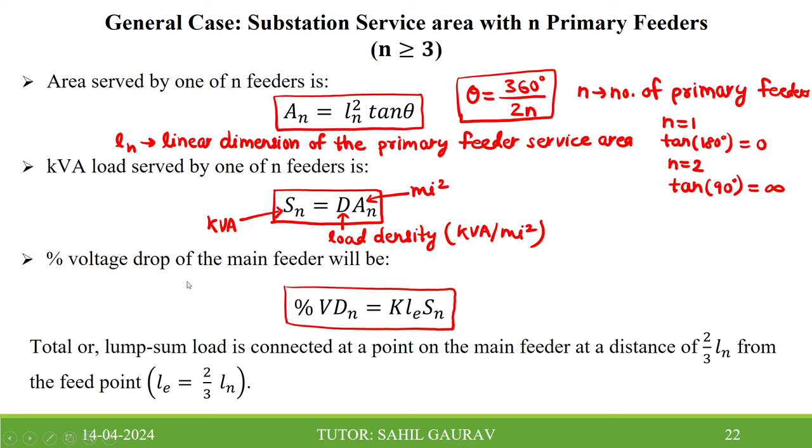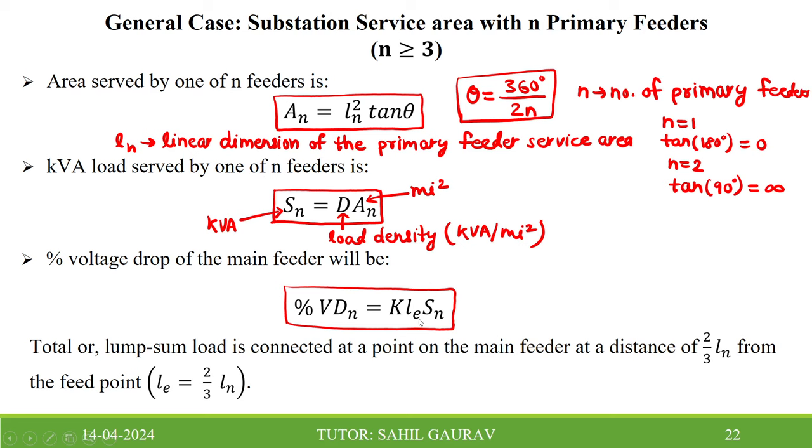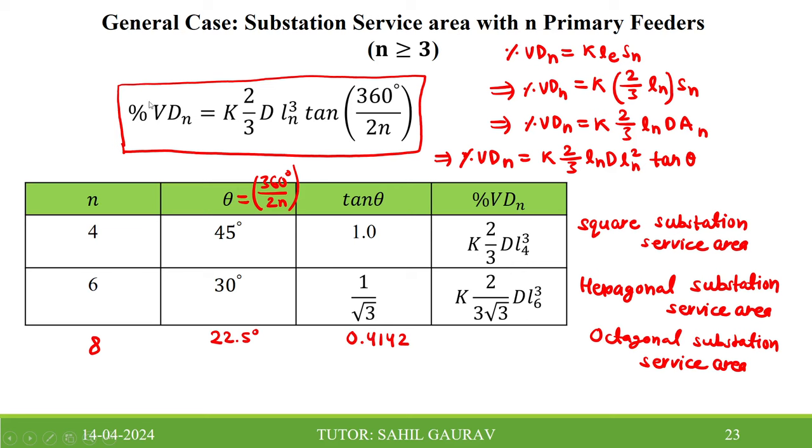Now, how can you find the percentage voltage drop of the main feeder? The same expression we have discussed previously, that is K LE into Sn, and we have seen that for number of primary feeders greater than 3, we have a triangular service area, so the effective length is 2/3 Ln. You can say that the total or lumped load is connected at a point on the main feeder at a distance of 2/3 of Ln from the feed point. Now, upon substituting all these values like LE, Sn, we will get this generalized expression for percentage voltage drop for a substation service area with n primary feeders: K into 2/3 of D Ln cube tan 360 degrees upon 2n.